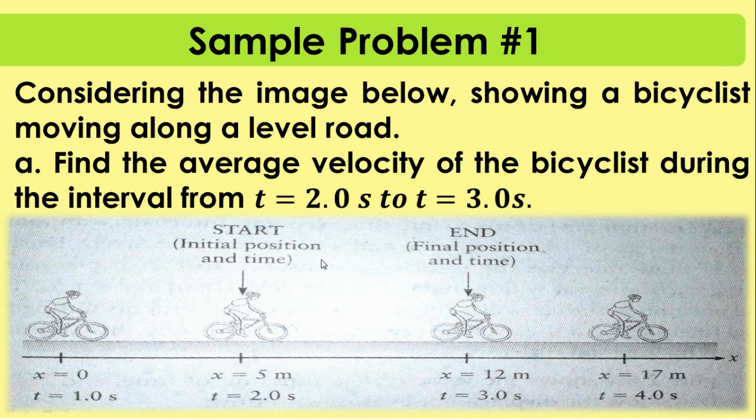Now from the given image, yung starting position natin o yung initial position and time natin is nandito po sa pangalawang illustration or the diagram of a bicyclist. Now, for the initial position, this is x. It is given as initial position is equals to 5 meters. Then the initial time is given as 2 seconds. Now, for the final position, it is x is equal to 12 meters. That is for the final position. And for the final time, that is 3 seconds.